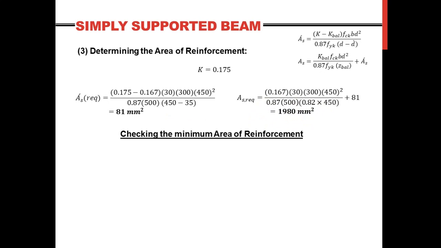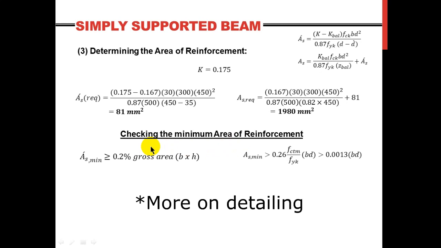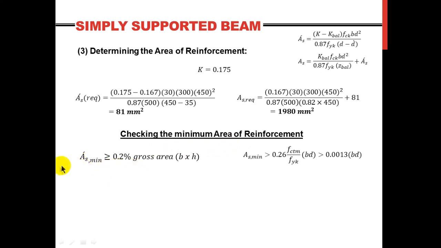Just before going to further steps, we need to check the minimum area of reinforcement. Now, why do we need to check the minimum area of reinforcement? It has something to do with durability, with the controlling of cracks, something that we need to do in detailing. This is the limit. So this is the minimum area of compression reinforcement that we must provide. And it's given by the code as 0.2% of the gross area. And for the minimum area of tension reinforcement, it's 0.26 fctm. So the fctm is nothing but the mean tensile strength of concrete.